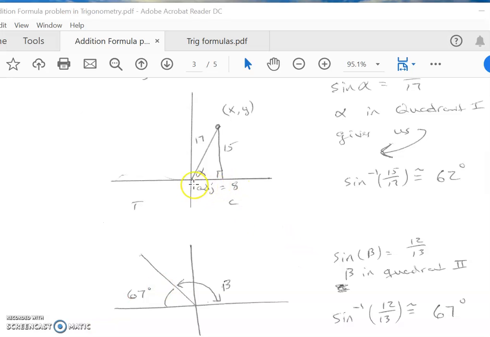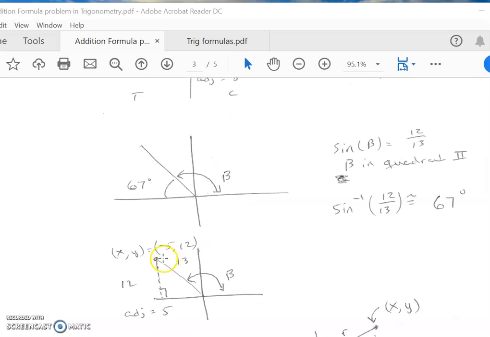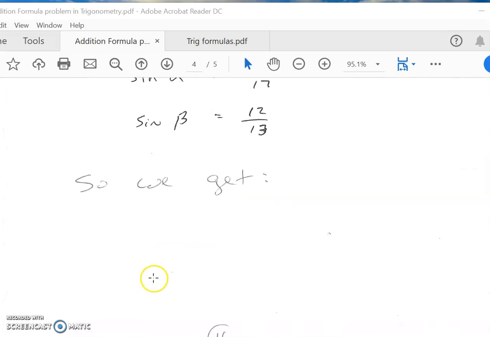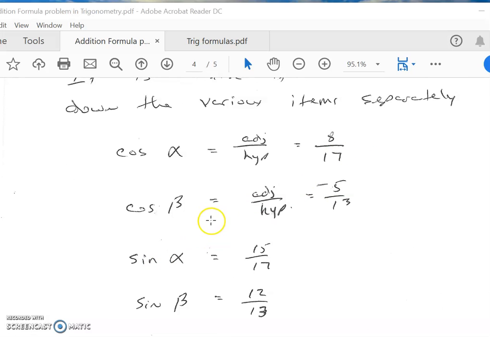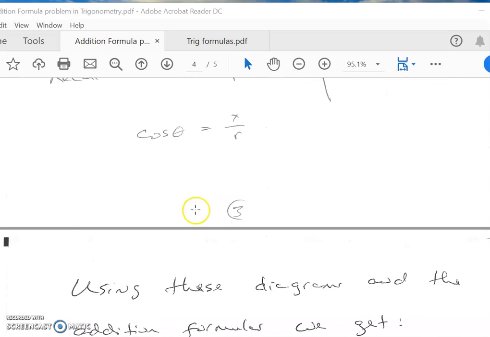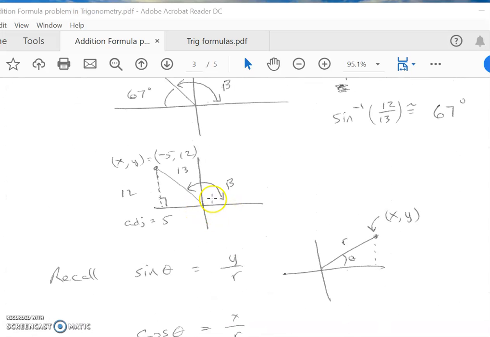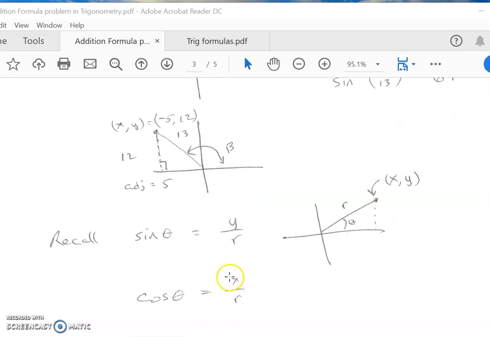So here's the adjacent, here's the hypotenuse, 8 over 17. Everybody's happy, right? 8 over 17. How about cosine of beta? Here's beta. Well, it's a little bit harder to do that triangle business. So what we're going to do instead is say the cosine of beta is x over r. That's one of our identities.